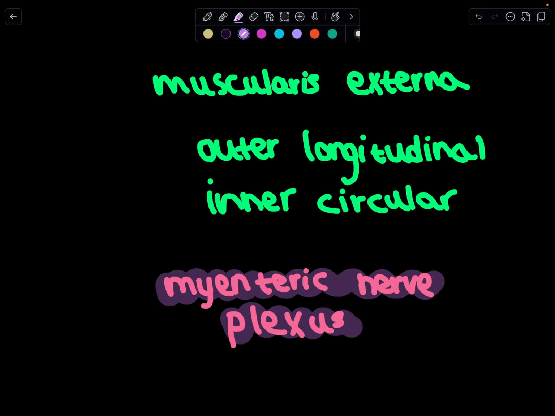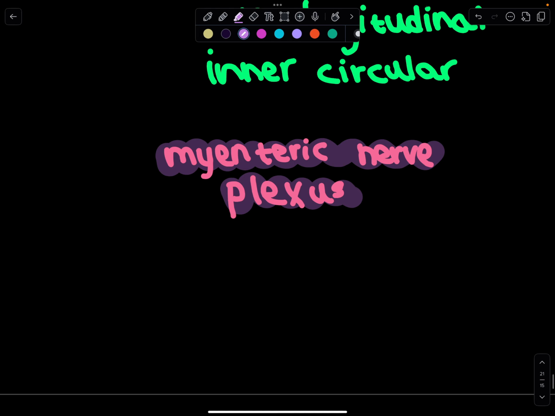Slowly. Okay, time to talk about the submucosa now. So the submucosa has connective tissue. It's connective tissue. It links the mucosal and muscular layers. Interesting. And it contains a submucosal nerve plexus.